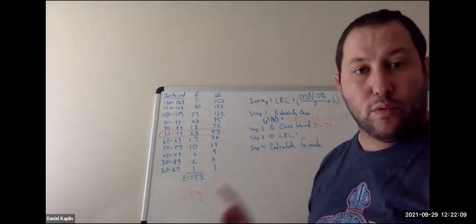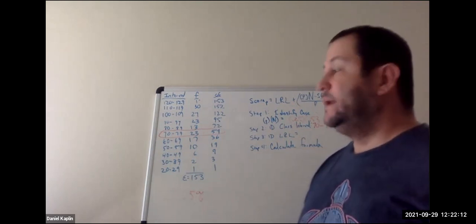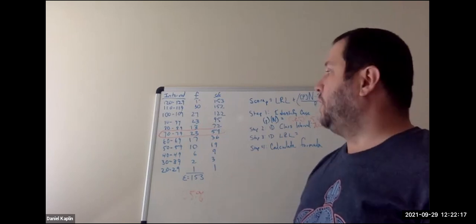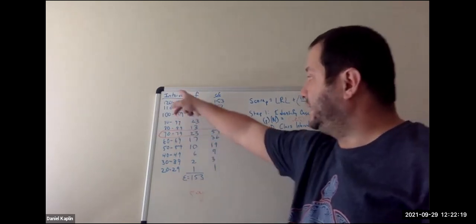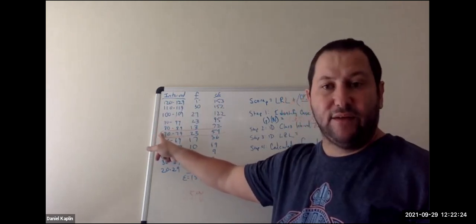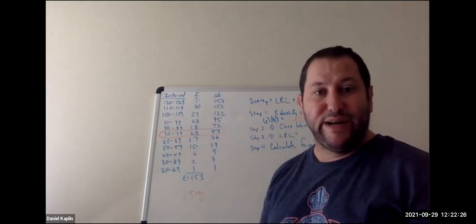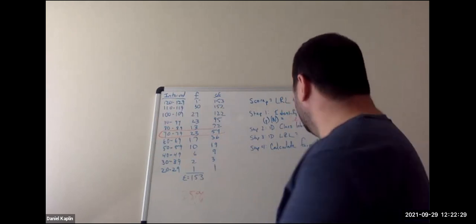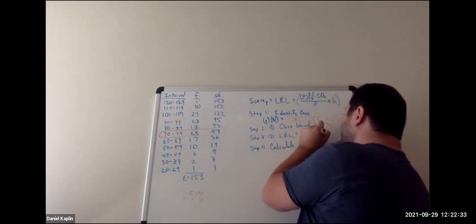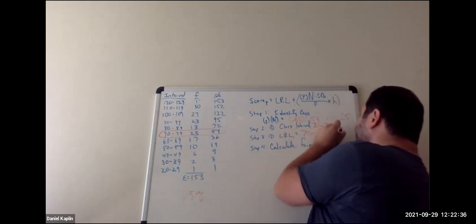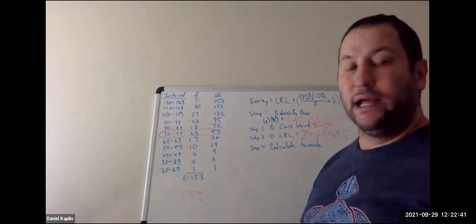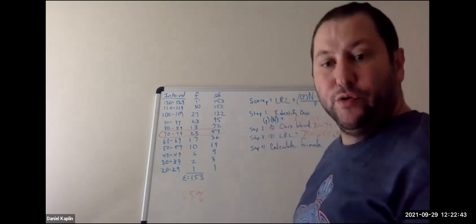Now, the lower real limit, same rules apply. The lower real limit is 0.5 below the smallest number in the class. So I circled all the way around 70 to 79. What's the smallest number in that class interval? 70. So I'm going to write 70 minus 0.5, which gives me 69.5. Now I've calculated my lower real limit and I'm ready to do my formula.